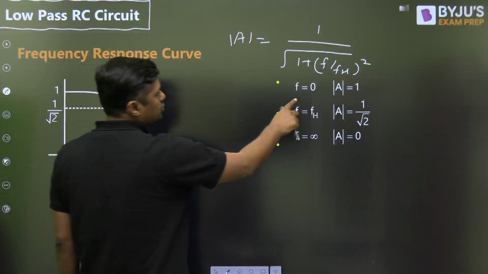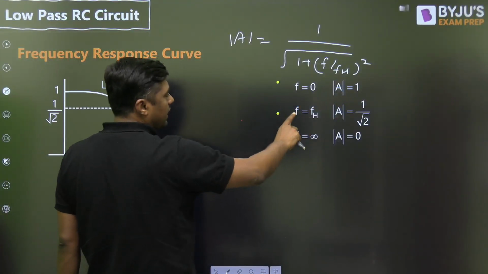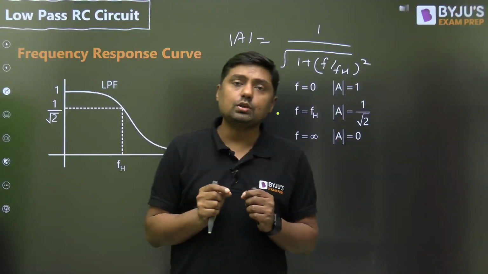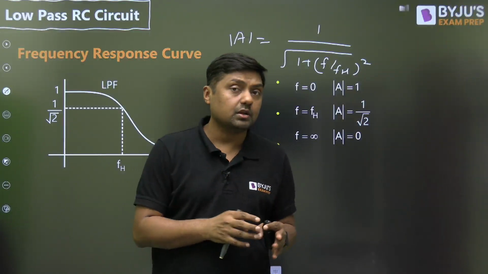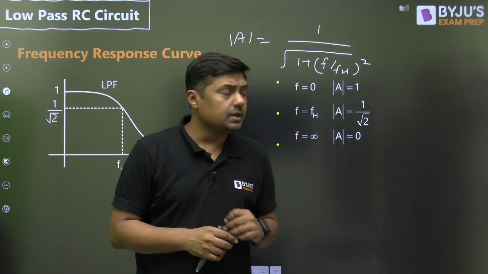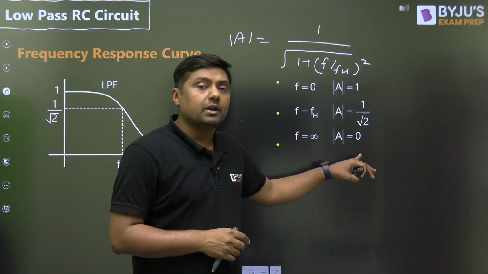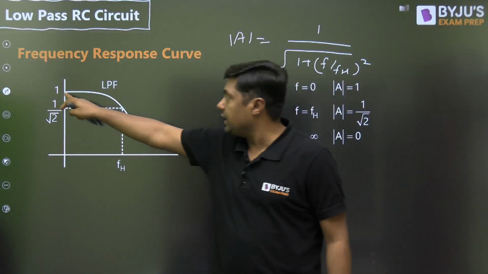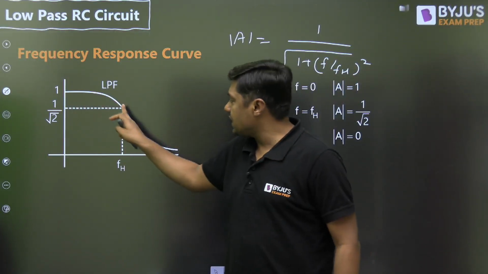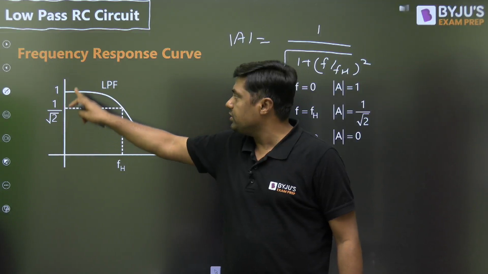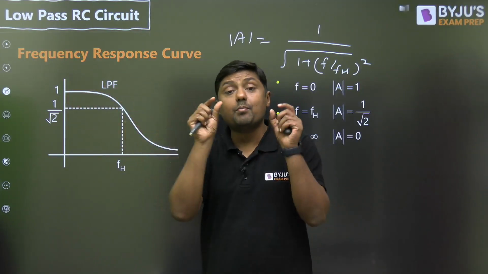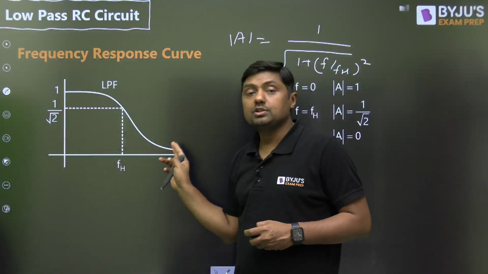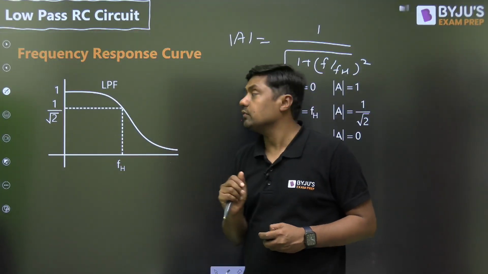Exactly at f equal to 0, what is the maximum gain? 1. At f equal to fh, it will become 1 by root 2. That is 70.7% of maximum gain, and that's why it is called the 3 dB cutoff frequency. And finally at infinity, the gain will become 0. So that is called the frequency response curve. The gain is 1 at this point. Exactly at cutoff frequency, it will become 1 by root 2. On the y axis we are getting the magnitude of gain, and on the x axis we are giving frequency. So this is called the frequency response curve.